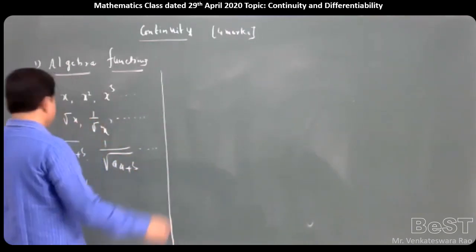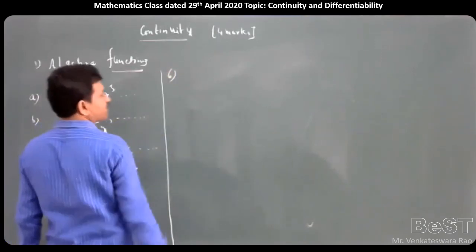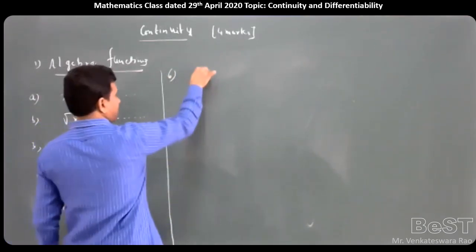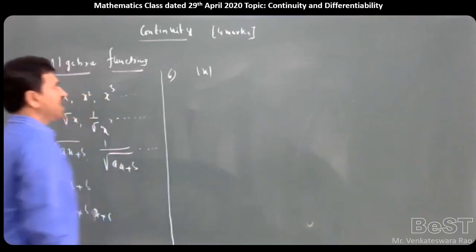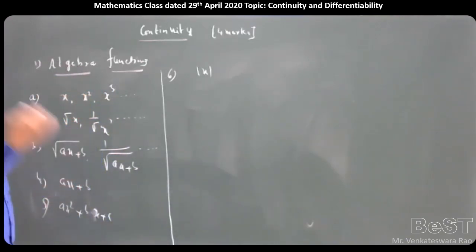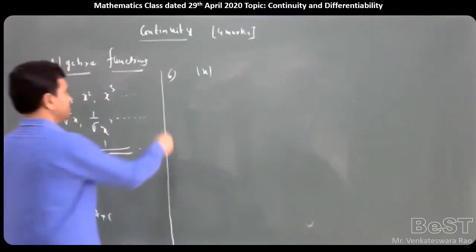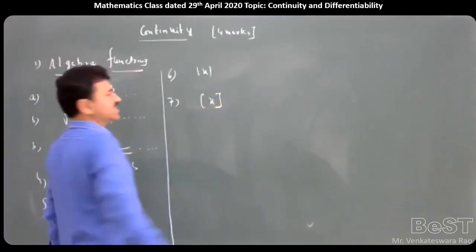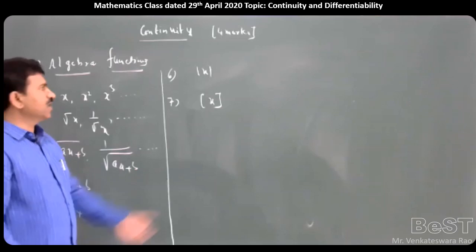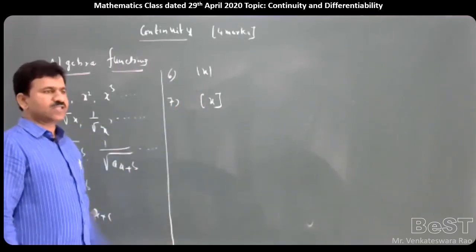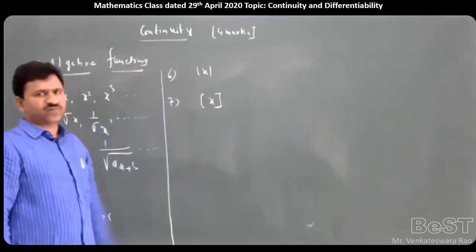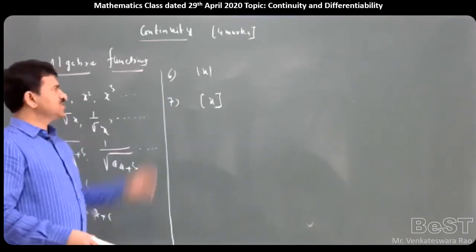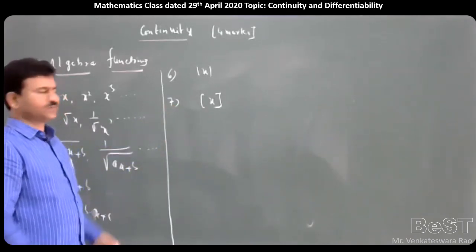Next, some special functions you discussed in first PUC. Mod x. What is its domain? Mod x: domain, range and graph. Discussion is important. Greatest integer part of x. Already in first PUC you practiced it. What is the domain, what is the range, what is the graph, important problems. Just remind yourself from the textbook, that's all.